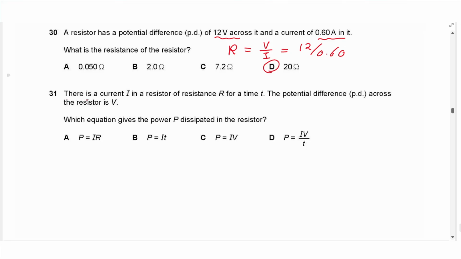Question 31 says there is a current I in a resistor of resistance R for a time t. The potential difference across the resistor is V. Which equation gives the power P dissipated in the resistor? So this is a check if you can remember the equation of power or not. P equals IR? No, it should be I squared R. So it's not A. P equals IT? That's also wrong. P equals IV? That's correct. That's the correct equation for power.